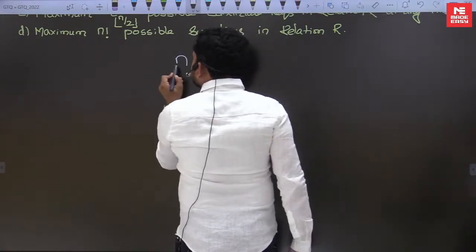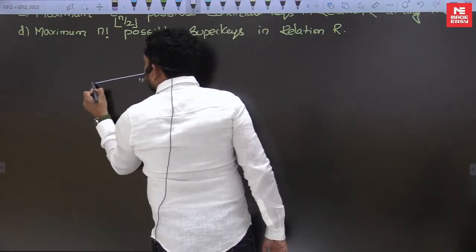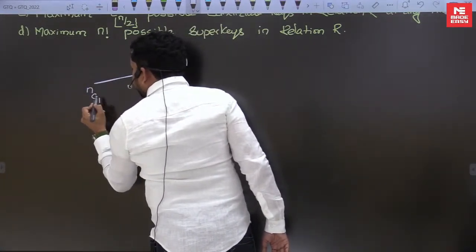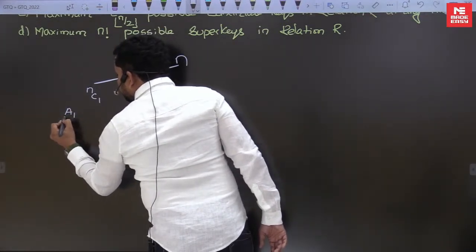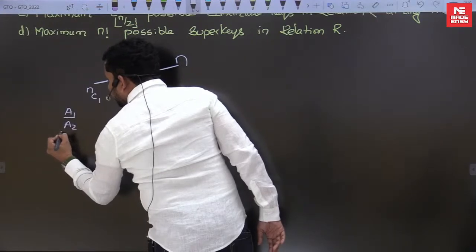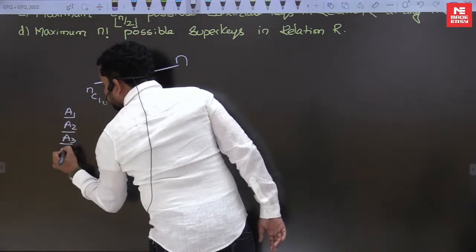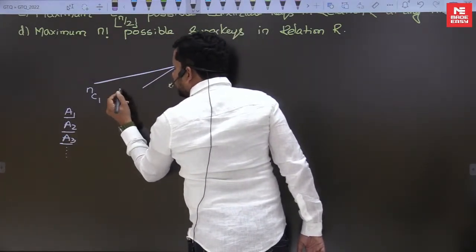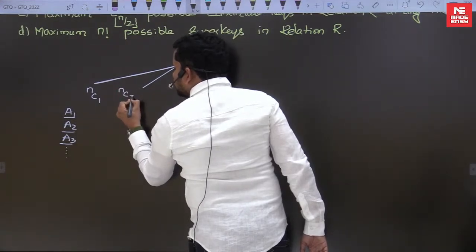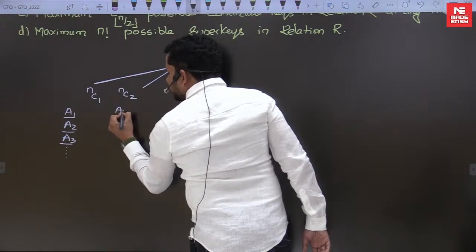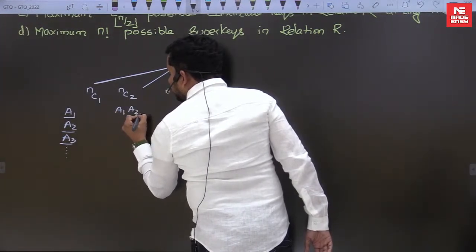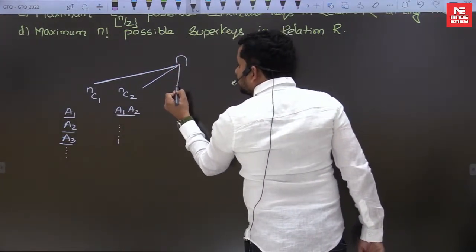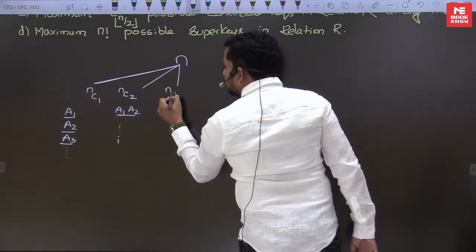Okay, let's see the possibility of candidate keys first. If one attribute is a candidate key, there are total nC1 candidate keys. A1 itself is one candidate key, A2 is one candidate key, A3 is one candidate key, and so on. If two attributes are considered as a candidate key, then the total possibilities are nC2 candidate keys, like A1A2 and so on. If three attributes are considered as a candidate key, then it is nC3 candidate keys.